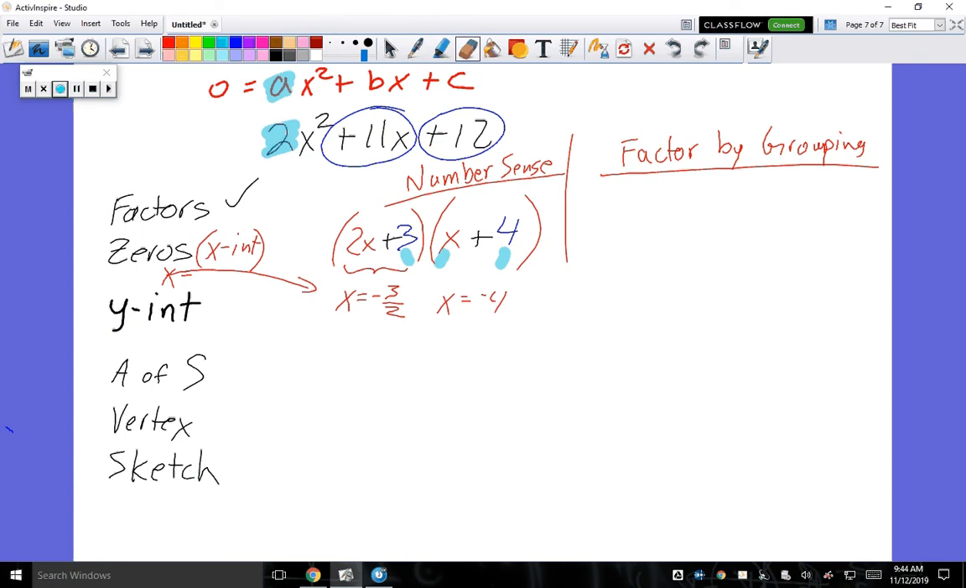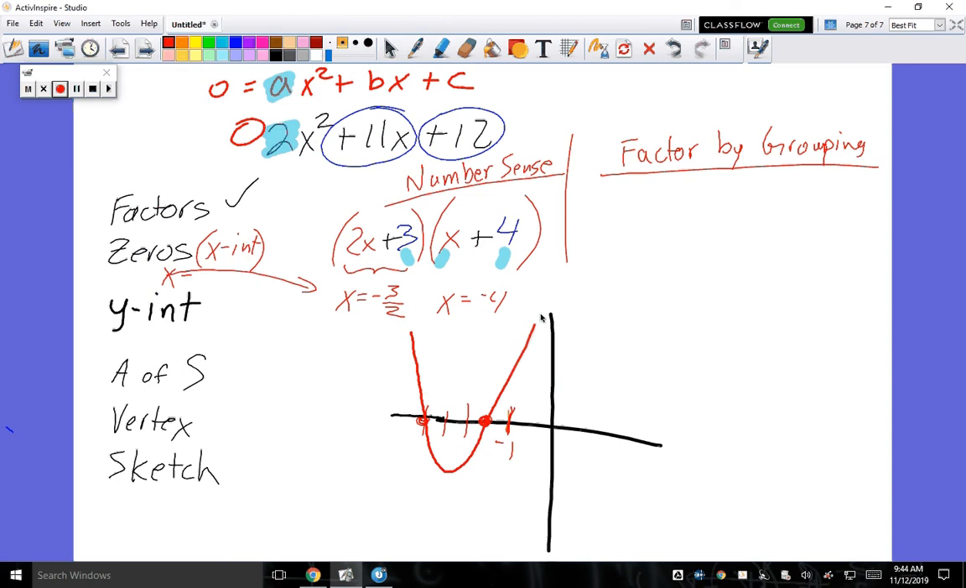Just real quick, if I were to graph those, they look like this. At negative 3 halves, so let's put negative 1 right here, so a negative 1.5, which is about here, and a negative 4, so we'll say 2, 3, 4. This is what my graph will look like. Is it looking up or down? Up, because it's positive. So it's looking something like that.